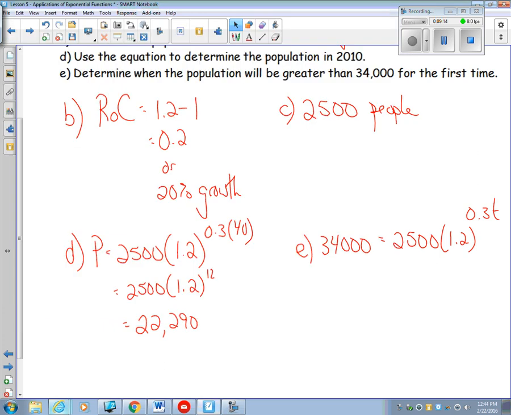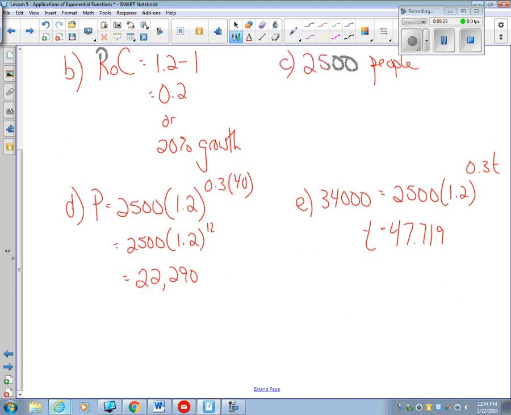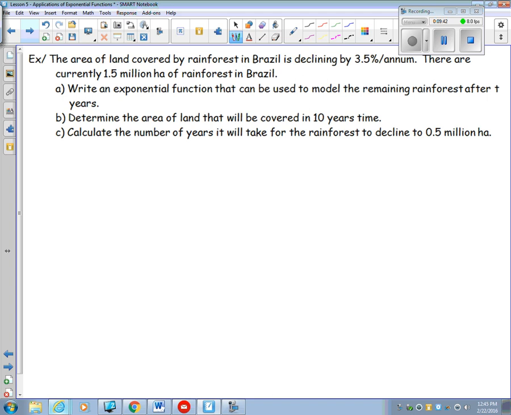47.719. Okay, so time equals 47.719. When is that? What year is that? Remember, 1970 was our starting point. So if I took 1970 and I added 47.7 years, I'd get the year 2017. Okay, and so we can solve that problem. Okay, you guys are going to try the next one here. I'm going to try and set up an equation and try and solve some parts and pieces of it.